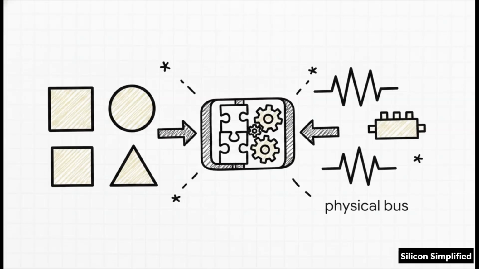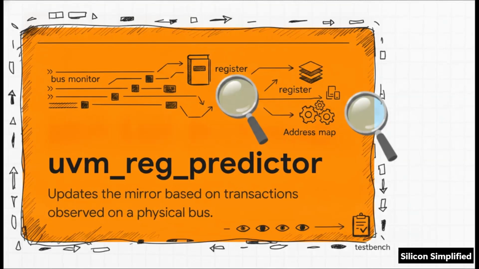And keep in mind, the adapter also has a bus-to-reg method that does the exact opposite, pulling physical responses back up into generic data the model can actually digest. Okay, so that brings us to the predictor. The predictor basically works in reverse of the adapter. It takes observed bus transactions from the bus monitor, looks up the corresponding register, and updates the model.